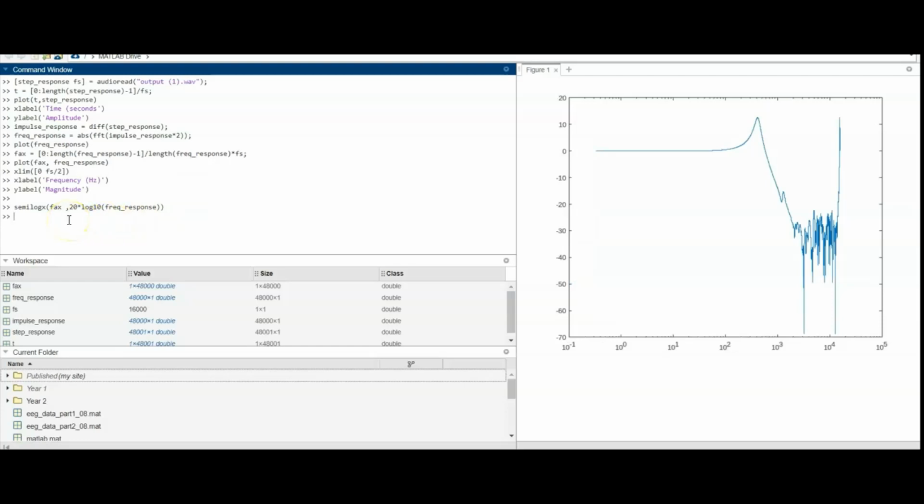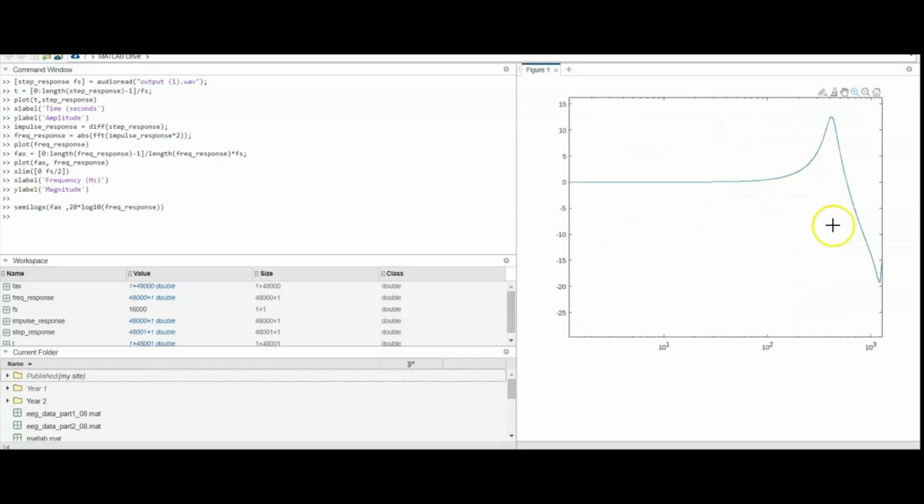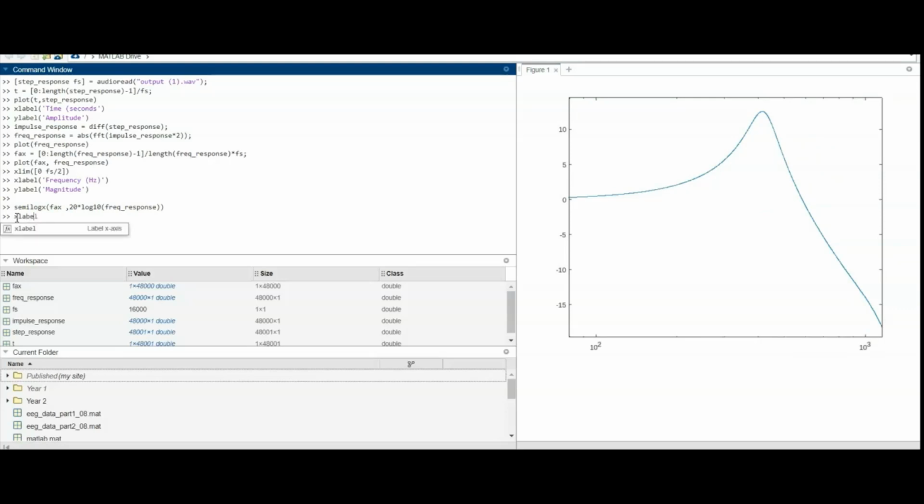Yeah, so that gives us this, which looks a bit like a mess over here, but we're more focused on this part, that's at 10, that's at 100, that's at 1000. Let's put some labels on it so we know what we're looking at. So xlabel is frequency in hertz, but obviously it's in logs.